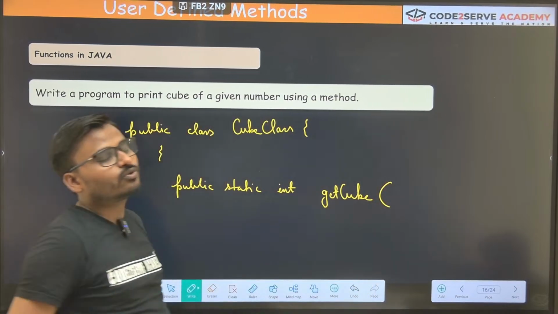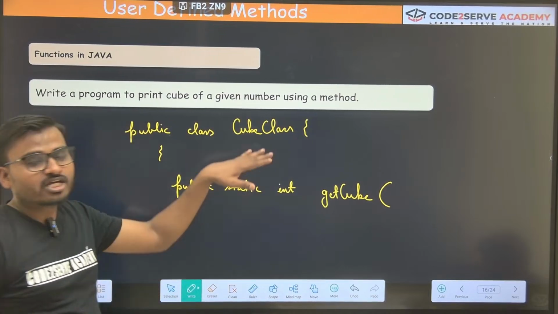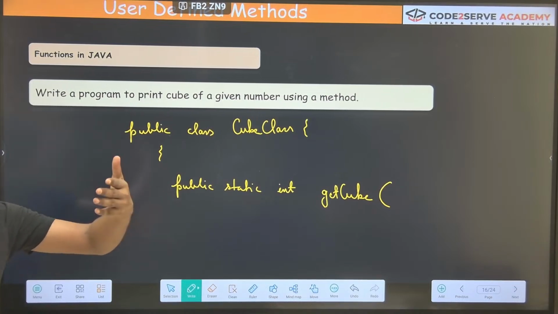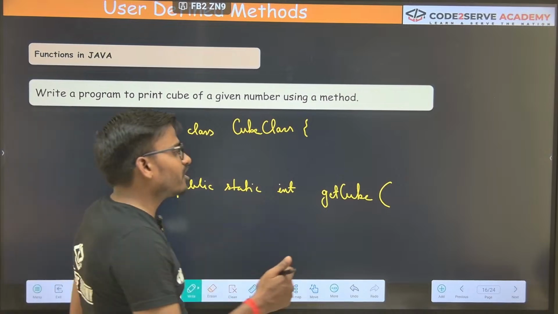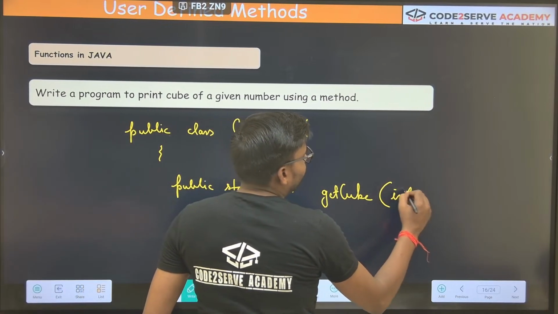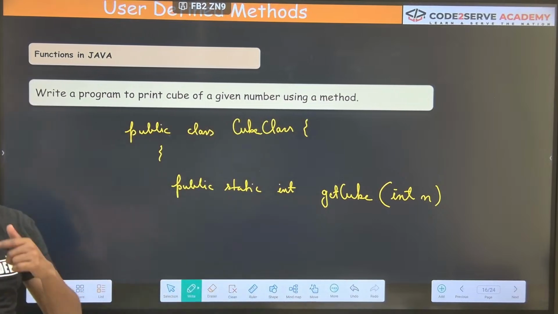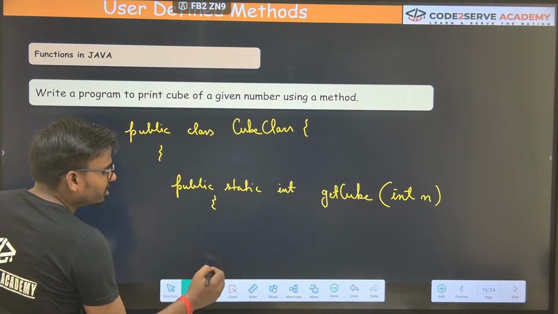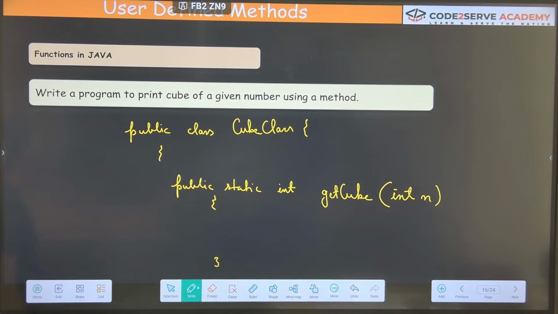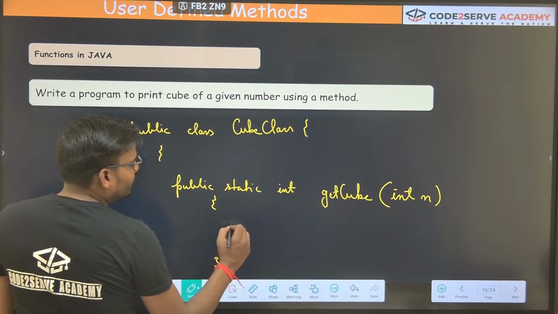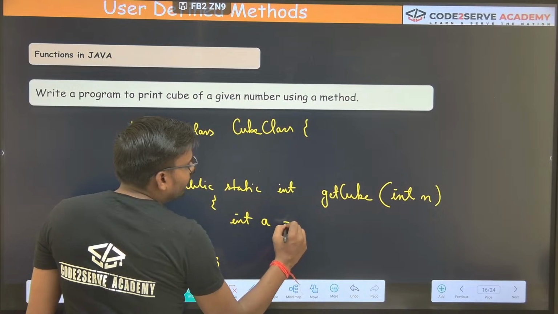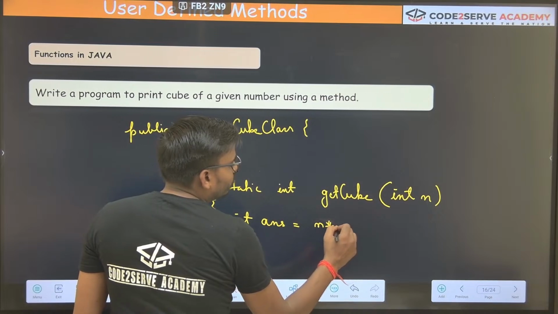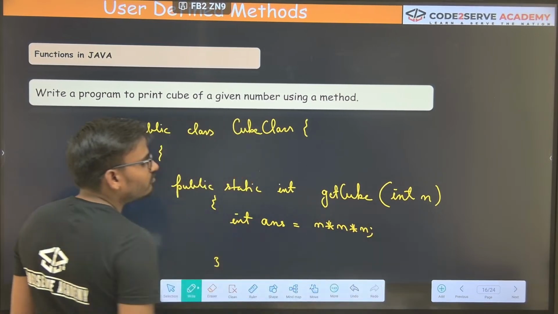Then in this we are going to write the parameter list. To find a cube, we need one parameter, that is a number, like 2 cube, 3 cube, 4 cube. For which number do you want to find the cube? So here we write int n. Whatever number the user enters will come over here, and in that method we first find the answer. So int ans is equal to n into n. Got my point?